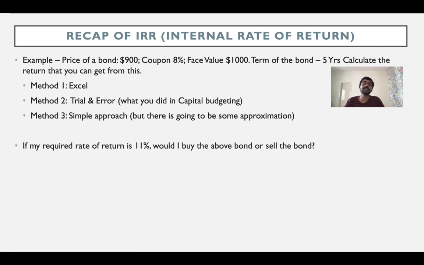The answer obviously is I shouldn't be buying the bond, because the bond is giving me a return which is less than what I want. I want 11%. The bond is offering me only 10.68, which means I should avoid buying this bond. And if possible, I should actually sell the bond in the market, right?